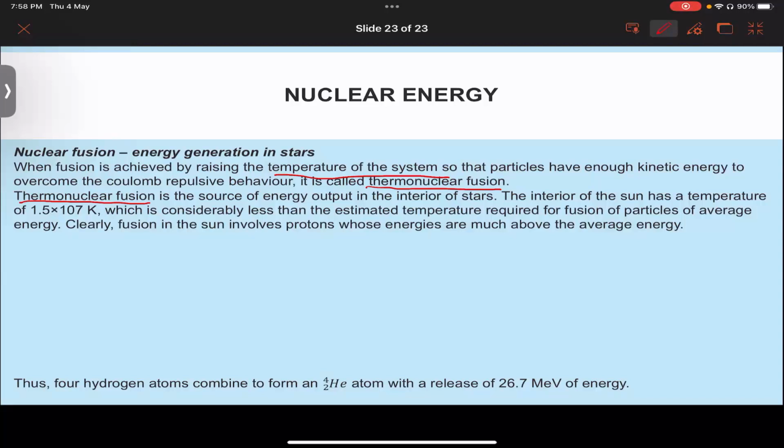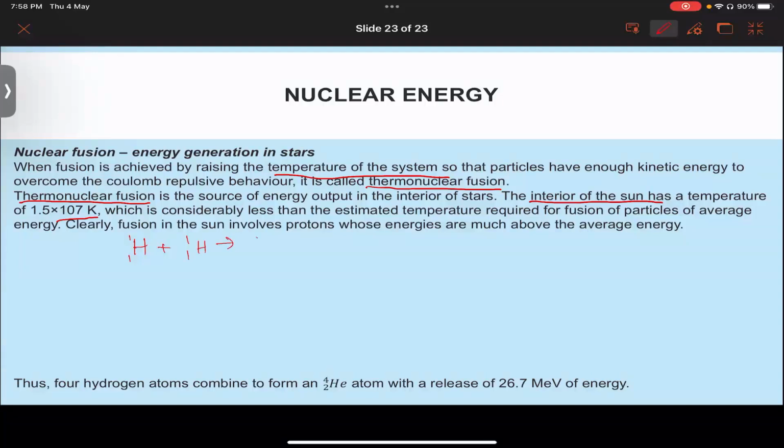As you know, the interior of the sun has a temperature of the order of 10^7 Kelvin, which is actually less than the estimated temperature that we just found for the fusion of particles of average energy. So clearly you need protons which have energies much above the average energy. So what happens is that there is a multi-step process involved. The multi-step process that happens on the sun starts with hydrogen.